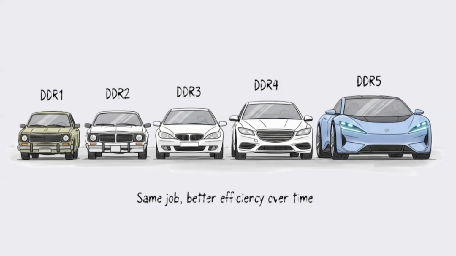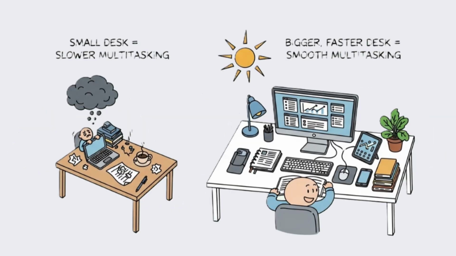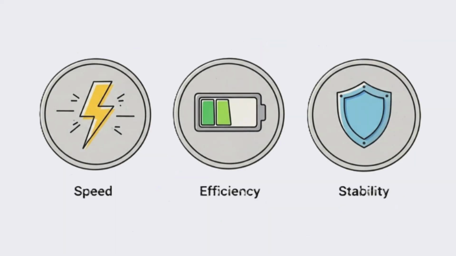Watch this. Imagine RAM as a desk you work on. A small desk equals fewer things open at once. A bigger, faster desk equals smoother multitasking. DDR generations don't just change desk size, they change how fast you can move things on the desk, how efficiently the desk uses energy, how stable everything feels when you're busy. With that in mind, let's go through every DDR generation simply.